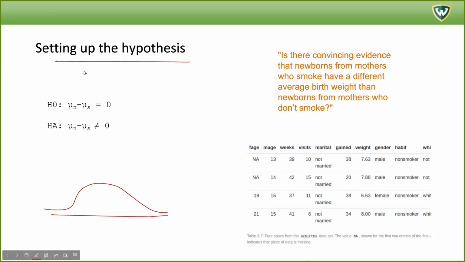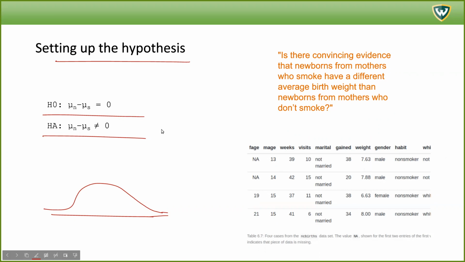So we set up the null hypothesis that the difference between non-smokers versus smokers equals 0. So that's the null. We assume that there is no difference between them. And the alternative hypothesis is that no, the difference between the average birth weight from non-smoker mothers and smoking mothers is different than 0. So there is a difference between them.